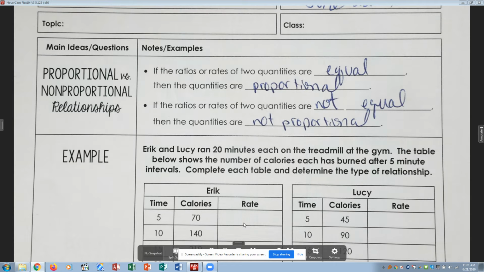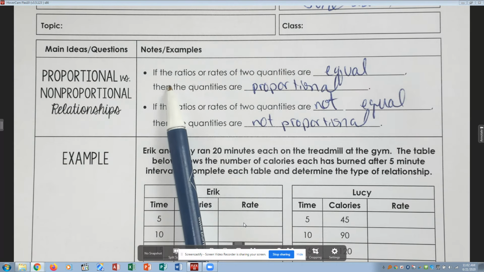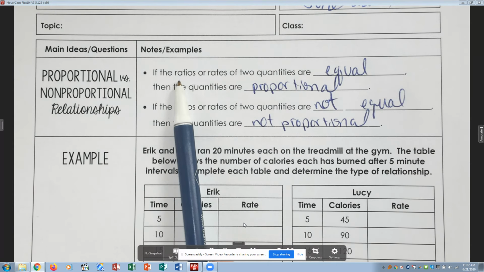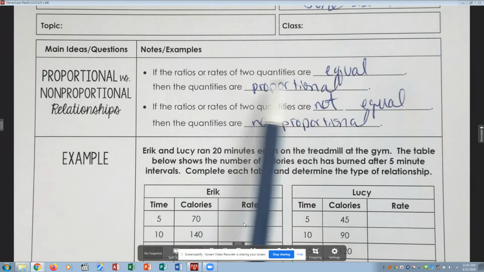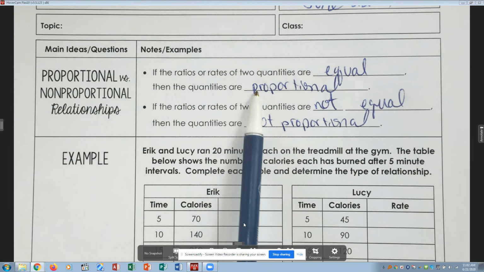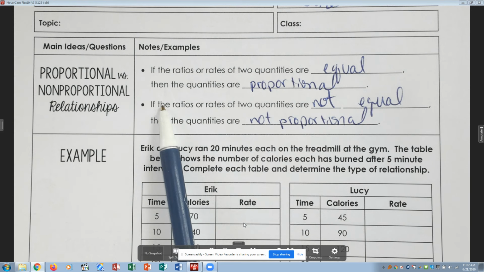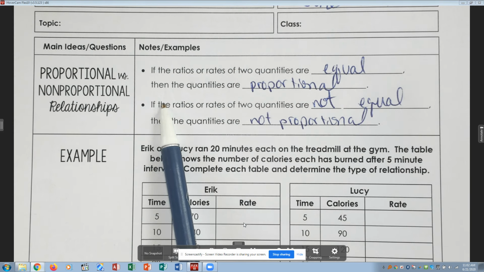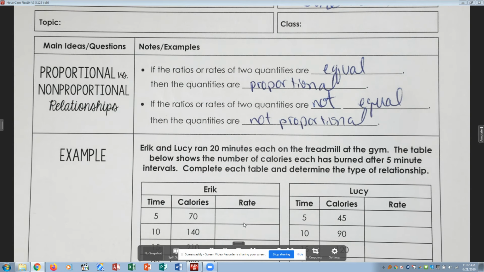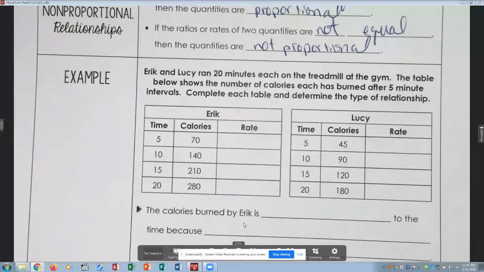So if you could please take these notes in your packet. If the ratios or rates of two quantities are equal, then the quantities are proportional. However, if the ratios or rates of two quantities are not equal, then the quantities are not proportional. So I'm going to show you what this means and how this works.